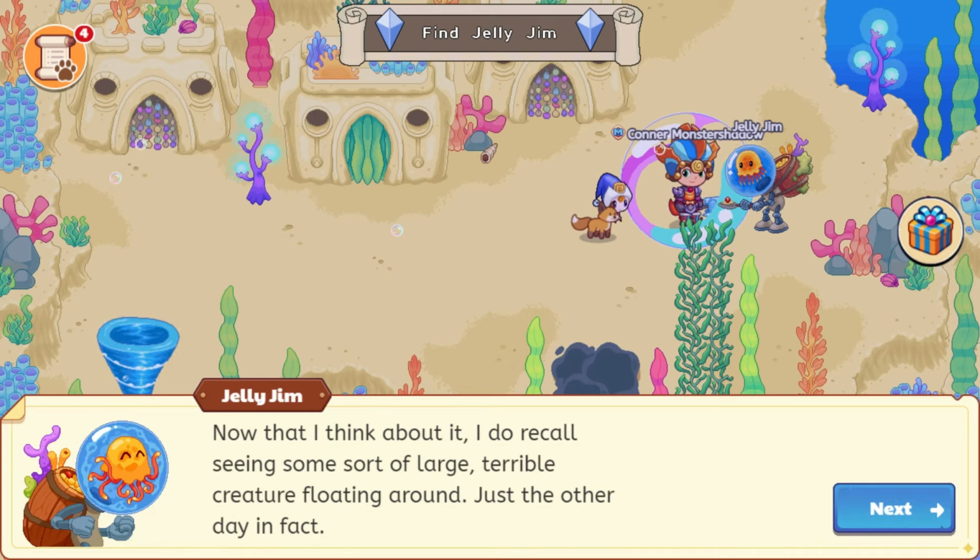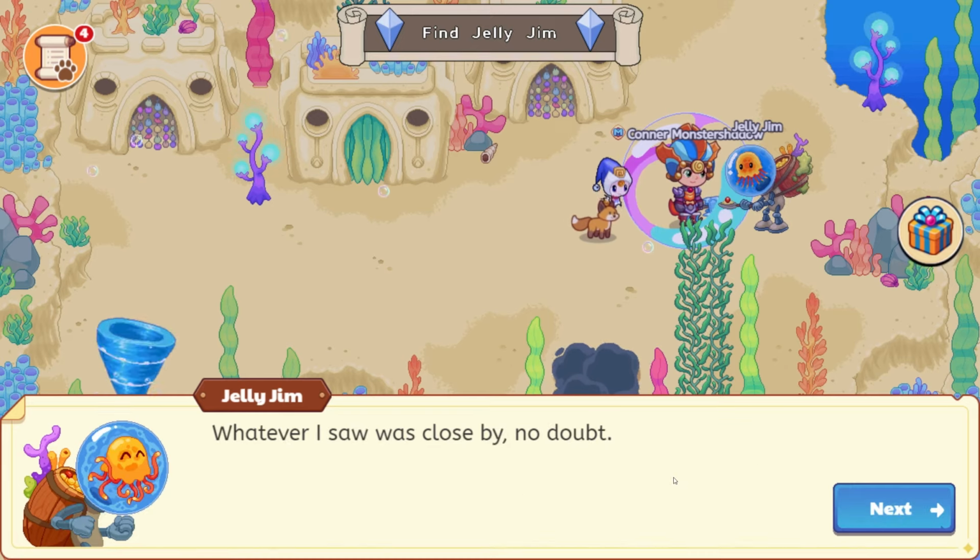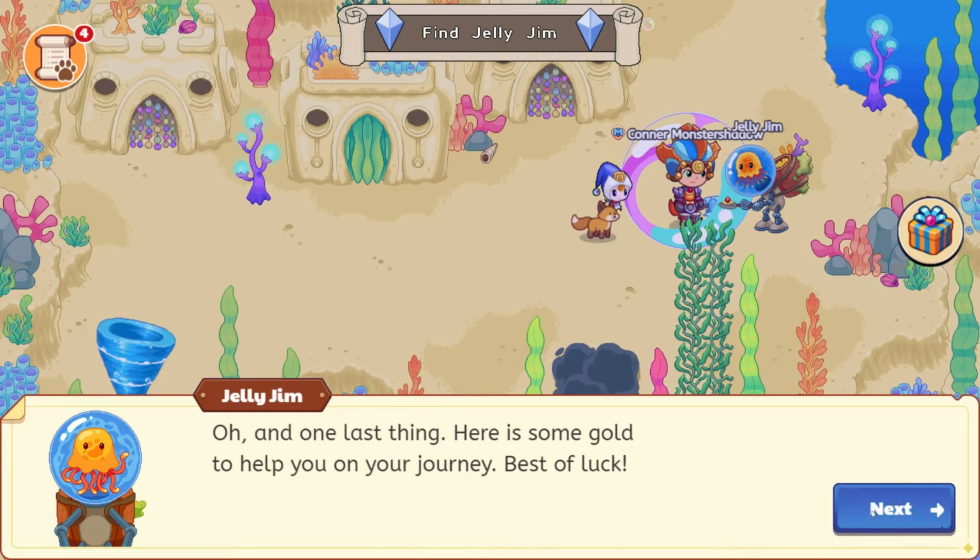Now that I think about it, I do recall seeing some sort of large, terrible creature floating around. Just the other day, in fact. Uh-oh. It looked like it could have been the old sea monster that the evil Order of Influence used here a long time ago against the pirates. Whatever I saw was close by, no doubt. Oh, and one last thing. Here's some gold to help you on your journey. Best of luck. Thank you, Jelly Jim.